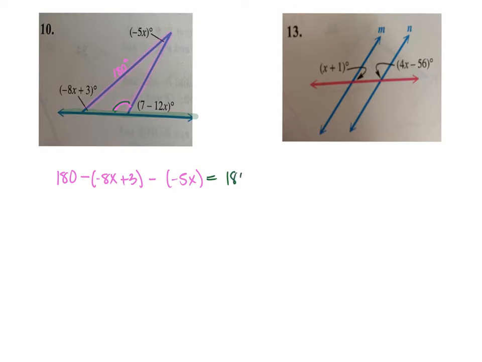So we would have 180 minus 7 minus 12x. Now you might have noticed that I kept those parentheses there when I'm subtracting it off, and that's because I have to distribute that negative sign into my parentheses. If I didn't do that, that would cause weird and strange things to happen. Your answer might not come out right. So what I'm going to do next is just simplify like we usually do, like distribute this negative sign. So I would have 180 plus 8x minus 3 plus 5x.